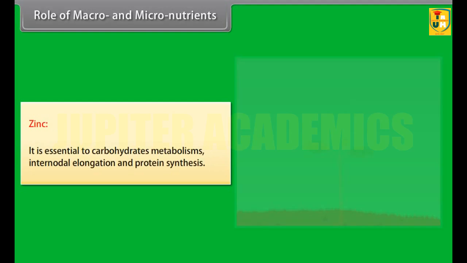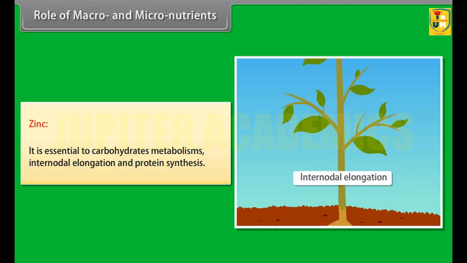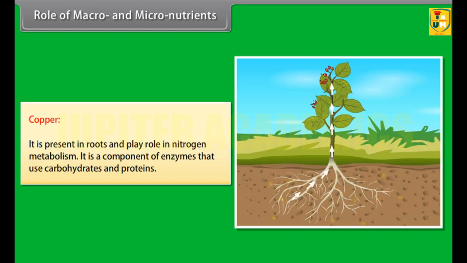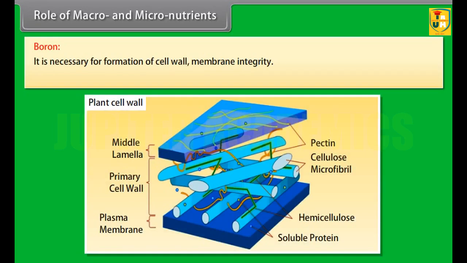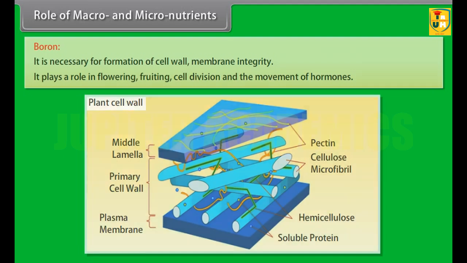Zinc. It is essential to carbohydrate metabolism, internodal elongation and protein synthesis. Copper. It is present in roots and plays a role in nitrogen metabolism. It is a component of enzymes that use carbohydrates and proteins. Boron. It is necessary for formation of cell wall and membrane integrity. It plays a role in flowering, fruiting, cell division and the movement of hormones.